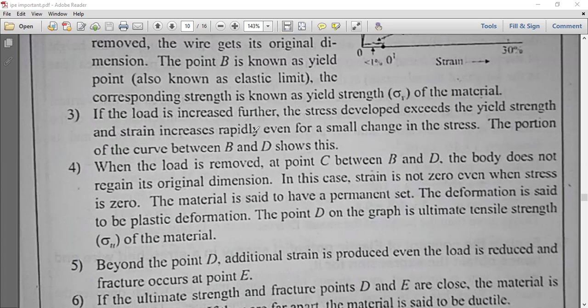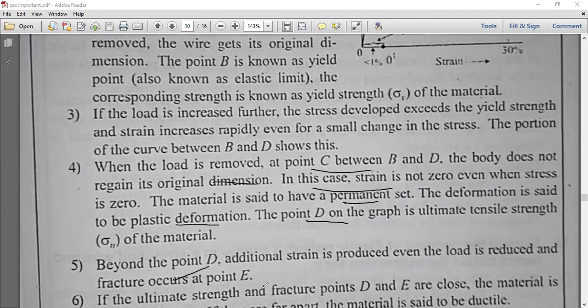So C point is there now. Anywhere the point C is between B and D, the body does not regain its original dimensions. In this case, strain is not zero, even when the stress is zero. The material is said to have permanent set, and the deformation is said to be plastic deformation, and the point D is the ultimate tensile strength. And this E point is the fracture point. So all these things you can just go through in the notes once.